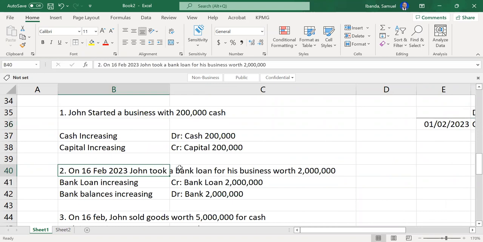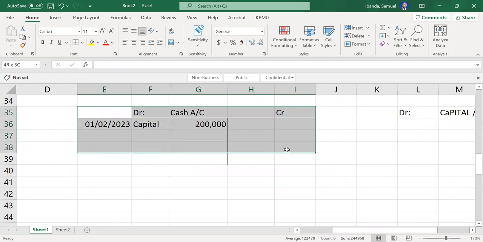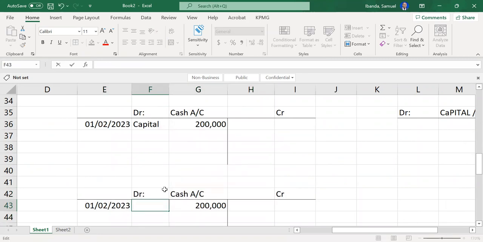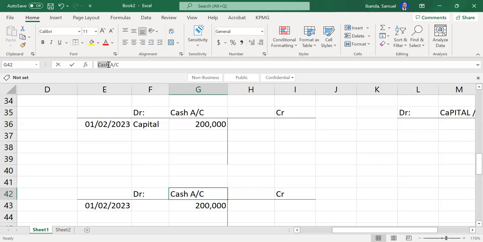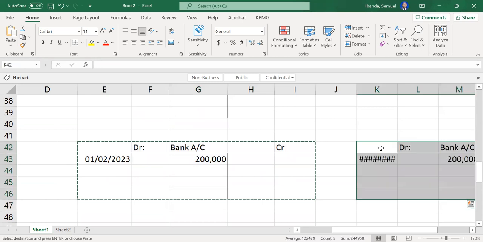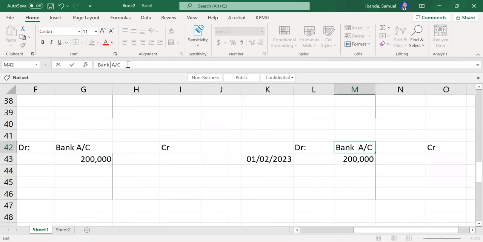So then we have on 16th, John took a bank loan for his business worth 2 million. On 16th February, John took a bank loan. We said we credit our bank loan and debit bank. So these are two accounts that I'll open up. I'll come here and open up an account. This account will now be bank. And then I'm also going to have what I'm going to call my bank loan account.